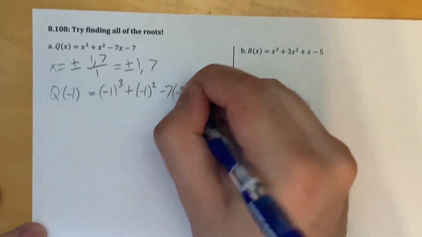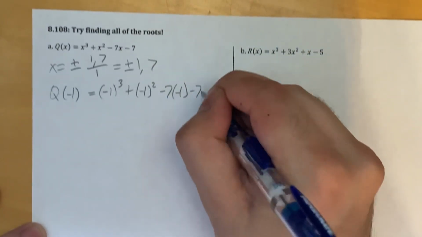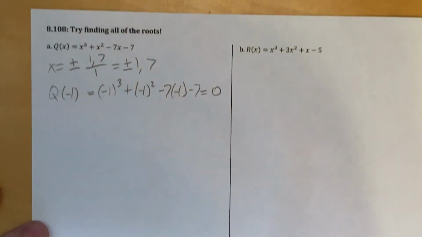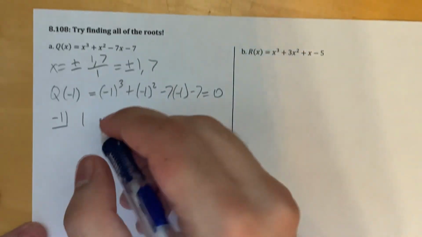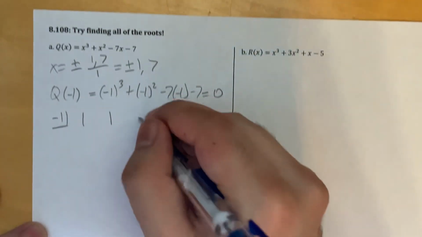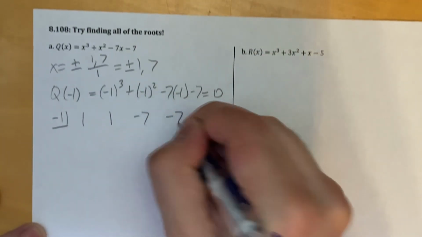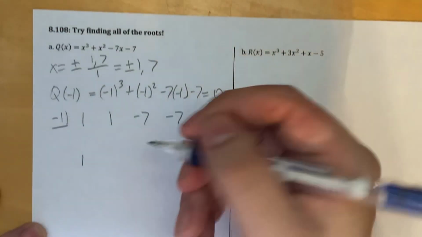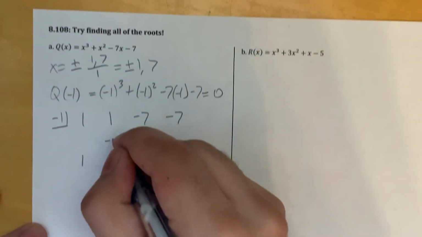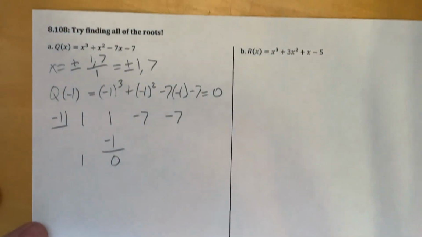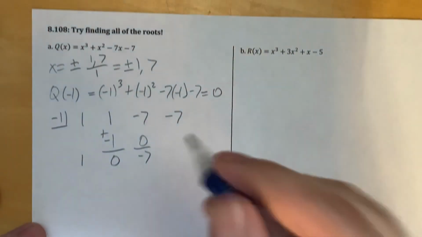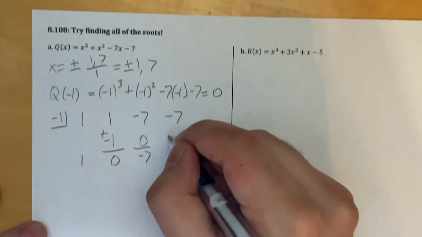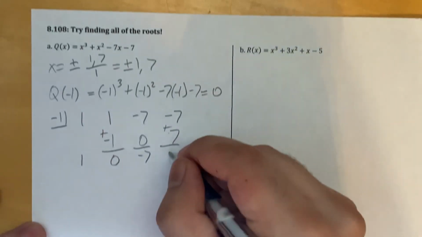Minus 7 times -1. Minus 7 equals, look at that, equals 0. So -1. Drag down all the leading coefficients of the polynomial. And we bring down the 1. 1 times negative 1, and we get a 0 when we add the second one. 0 times negative 1, we get 0, so we're left with negative 7. Negative 7 times negative 1, positive 7. We add these together and we get 0.